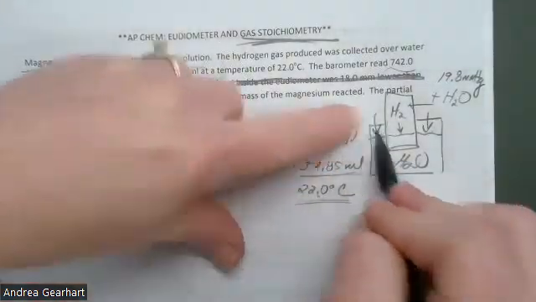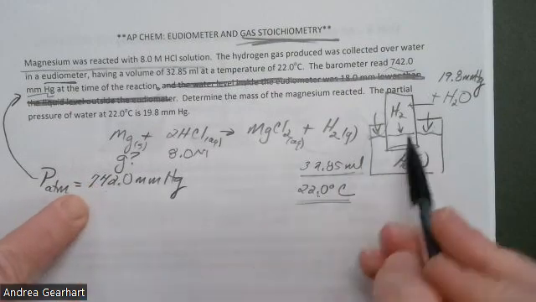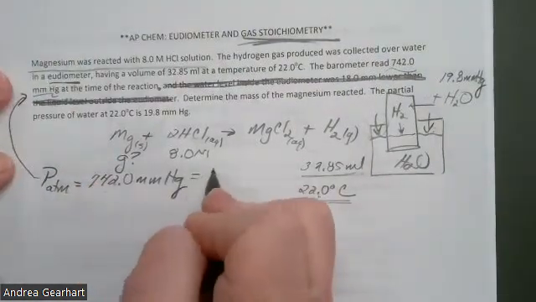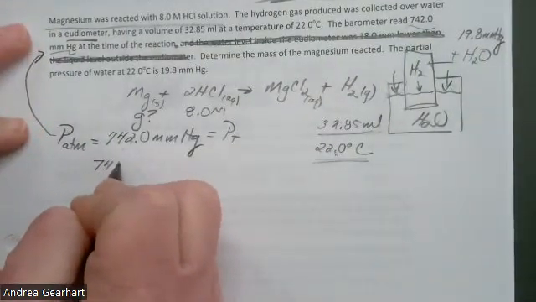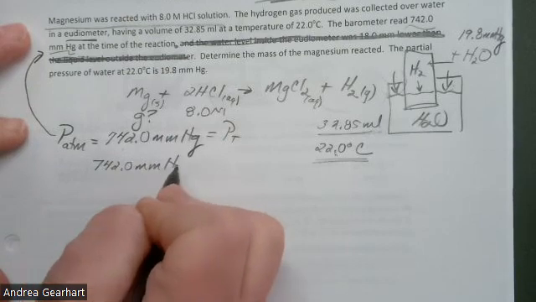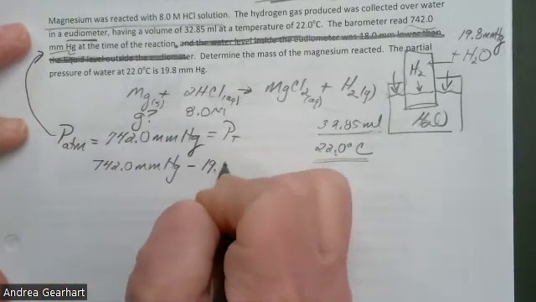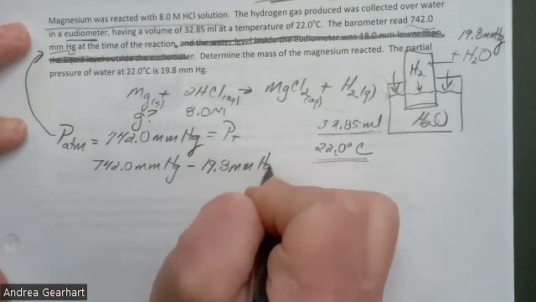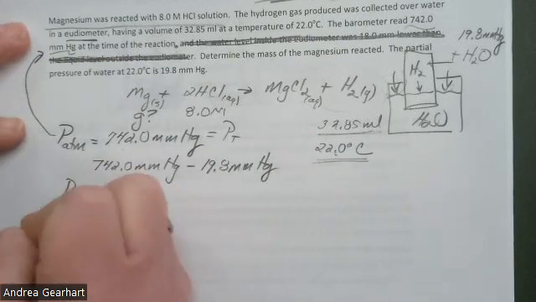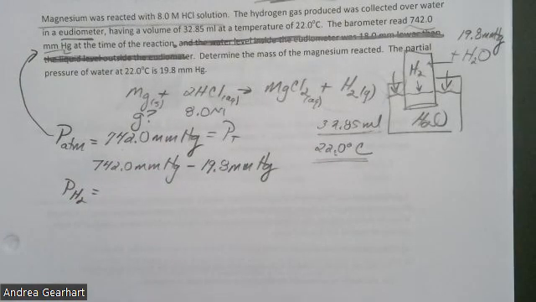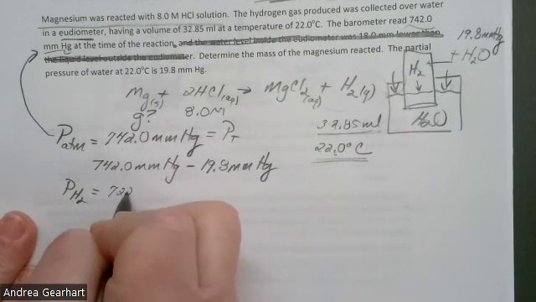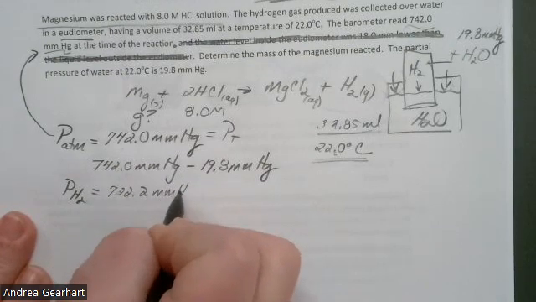Okay. So if we know the pressure on the outside, we're saying that's the total pressure of the mixture. So you are exactly correct. We take the 742 and subtract away the partial pressure. Excellent. So the partial pressure of our hydrogen is 722.2 millimeters of mercury.